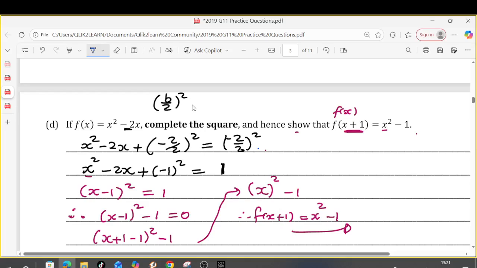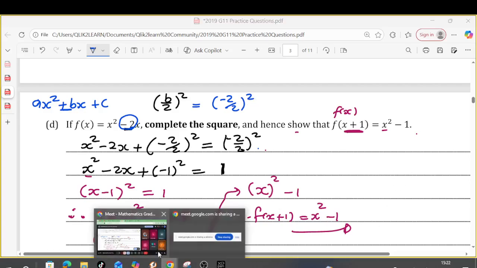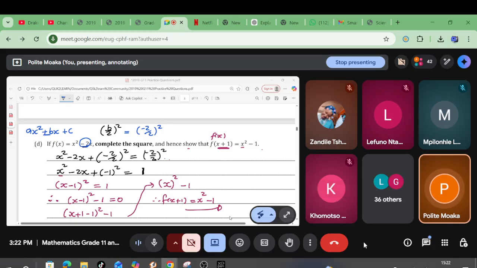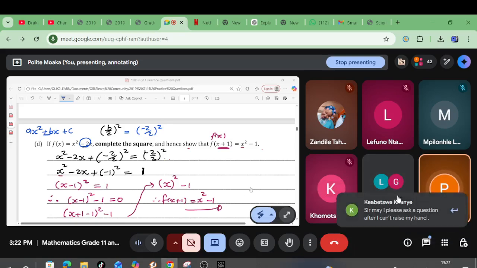There are people in the comments asking where we got minus 2 over 2. The minus 2 over 2 comes from this. Remember that the equation is in the form of ax squared plus bx plus c. So it is the value of b with the sign. What is the value of b here? Negative 2. So it's going to be minus 2 over 2, everything squared. So I think I did answer that one from the comment. Someone said, where is the minus 2 over 2 coming from? I hope you are happy. Now you understand where the minus 2 over 2 is coming from.